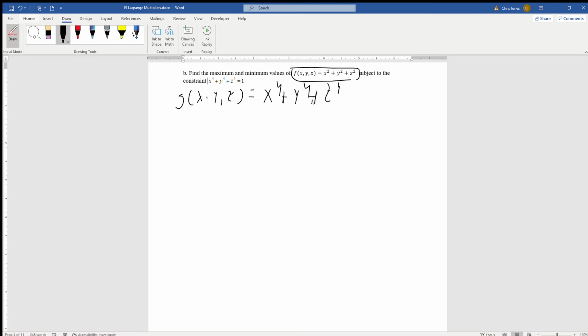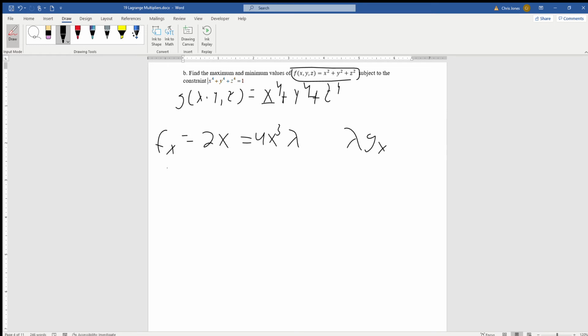All right, and from there, remember we have our formula that we're going to take each of the partials for Lagrange. And so f sub x, really easy to find, that's just 2x, is going to be equal to lambda times g sub x. And g sub x, the derivative of x to the fourth, is going to be 4x cubed lambda.